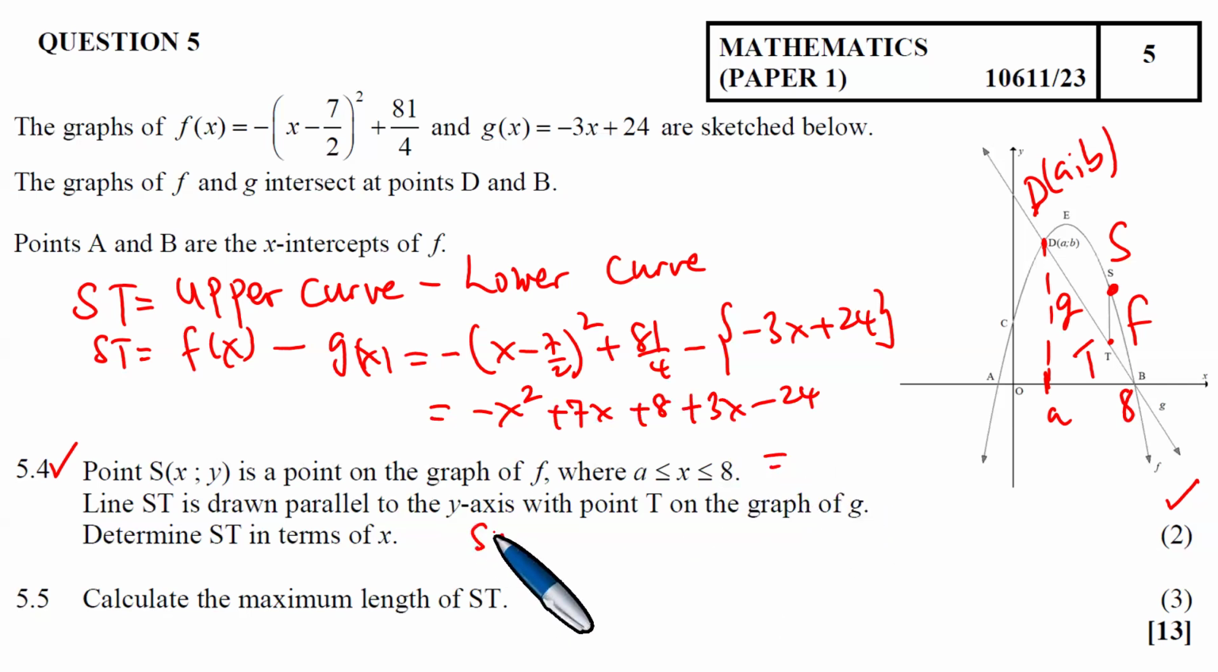Which means, therefore, that ST is equal to minus x squared; the 7x and the 3x will give us 10x. And 8 minus 24, what's the answer? It's minus 16. So ST is minus x squared plus 10x minus 16, and the marks are 2. So you get your 2 marks there. That is what they asked the students in September last year in the Gauteng province. Any question? Where's the question?